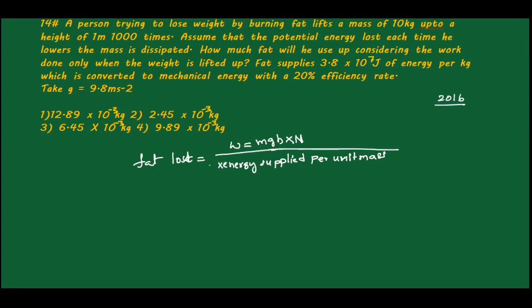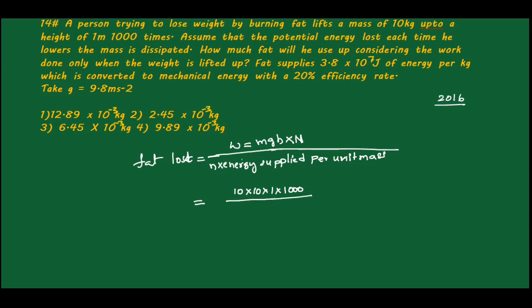Energy supplied, how much? It is supplied some number of times, small n. Let us take small n, because capital N and small n are different. Here the potential energy is m g h: mass m, lifted, 10, and for simplification let us take g as 10 only. We will see what final answer comes. And h is the height of lifting that weight, 1 meter, and how many times, 1000 times, divided by the efficiency.